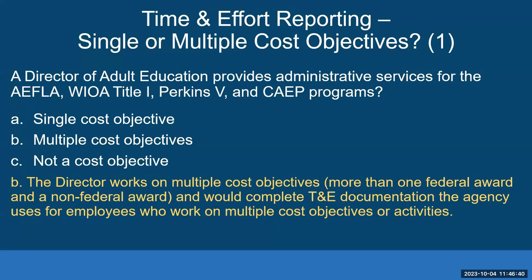Okay. And a couple of questions to help us understand single versus multiple cost objectives. In this question, we have a director of adult education who provides administrative services for AEFLA and also WIOA Title I, Perkins. In this case, once we see more than one federal award, more than one federal program, automatically the person works on multiple cost objectives.